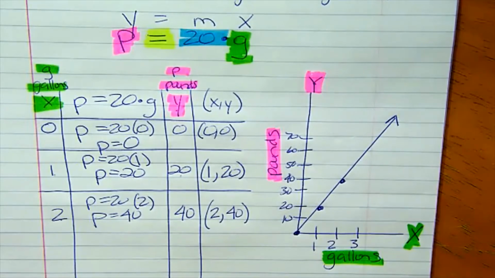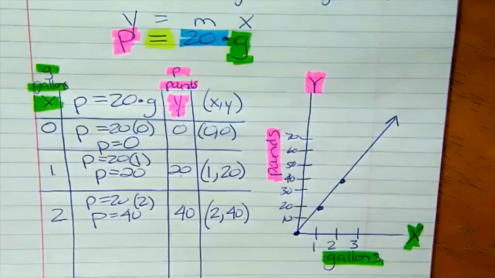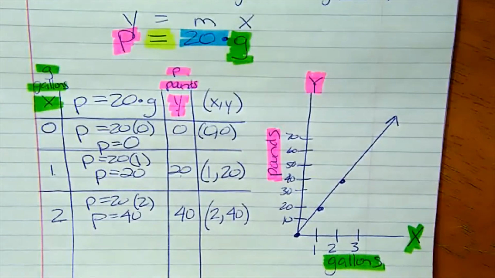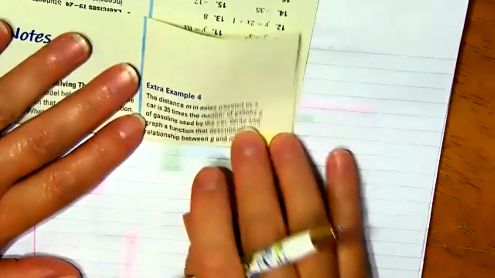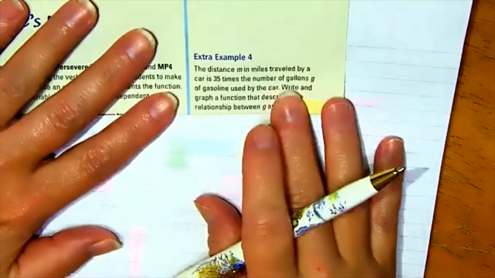How about if we do one more example? Okay, in the chat, give me a thumbs up if you're ready to move on. Give me a yes if you're ready to move on, or a no if you need to wait a minute. Okay, let's go ahead and do another example. Okay, right here.